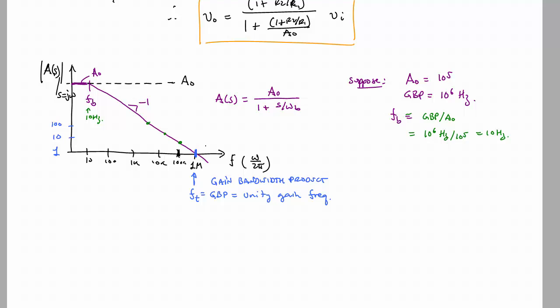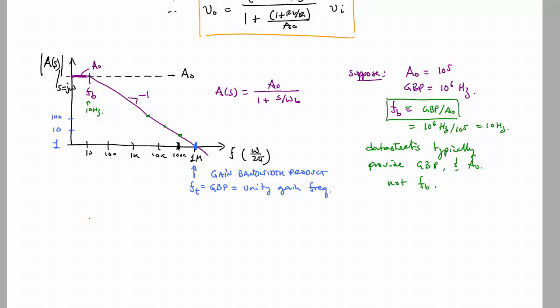1 at 1 meg. Okay, and typically the data sheets will provide the gain bandwidth product and maybe A0, but usually not the corner frequency FB, omega B. But yet if you want to model this and represent this transfer function, you have to find FB. FB is simply the ratio of the gain bandwidth product divided by the low frequency, or DC, gain.